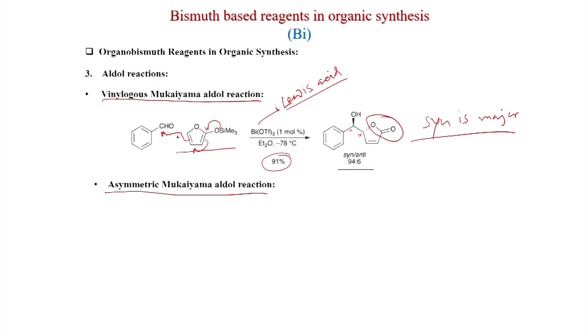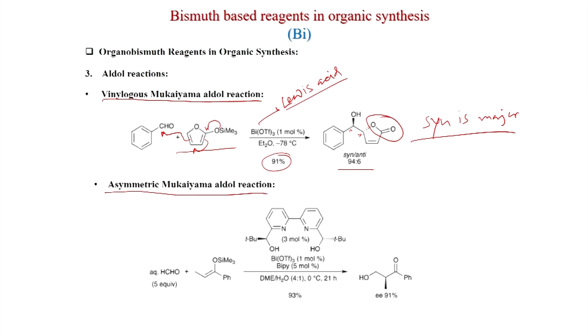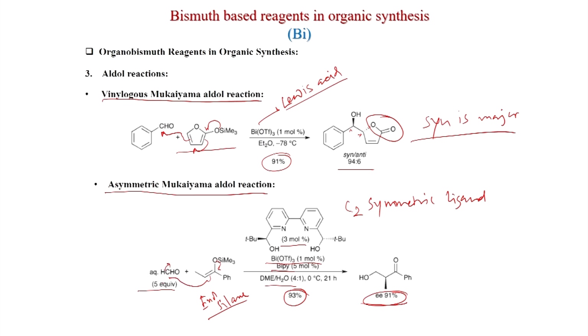Now, this reaction is also possible with a chiral ligand, and you can develop an asymmetric version that is presented here with aqueous formaldehyde, and this is the enol silane with this ligand. This is a C2 symmetric ligand, and with bismuth triflate again at 1 mole %. So, 3 mole % ligand and 1 mole % bismuth triflate. You have to make sure that bismuth binds with this ligand and becomes a chiral bismuth, and this is another ligand, bipyridine. With this solvent you get this product. It is 91% ee and 93% yield. So, this is where the reaction is happening, this adds to the formaldehyde. This was published in Organic Letters 2005.